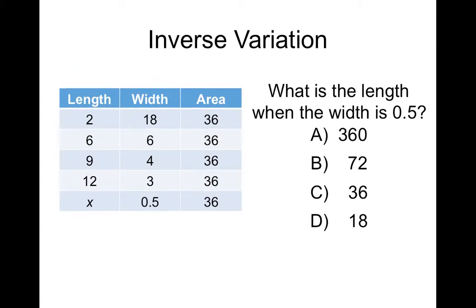So what would be the length of this rectangle if the width was 1/2 or 0.5? The length would have to be 72. The unknown length times 0.5 has to equal 36. So you could think, half of what is 36? Half of 72 is 36. Or you could solve this equation by dividing both sides by 0.5.